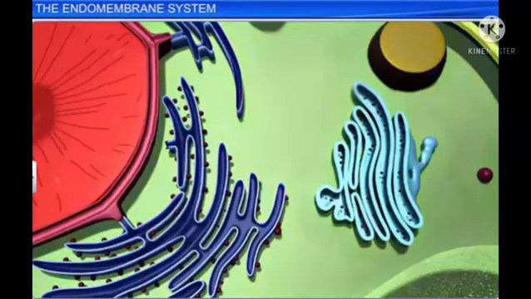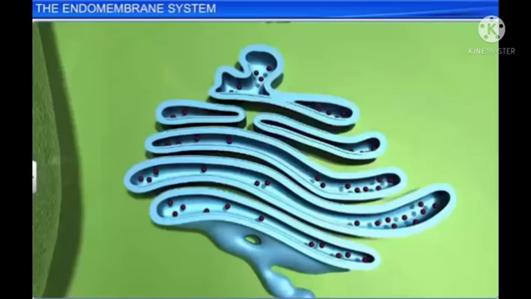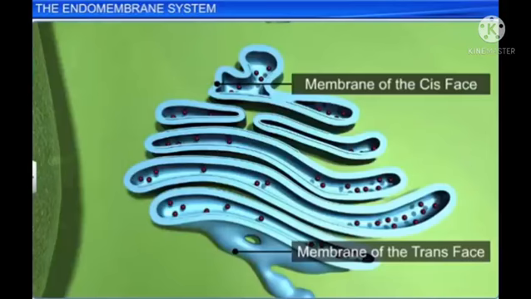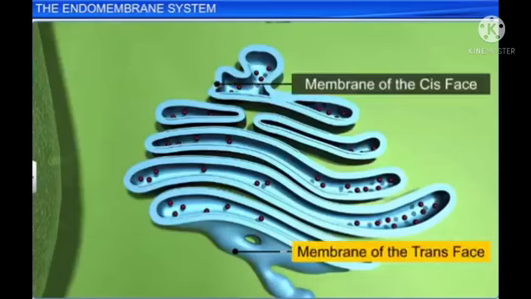The cisternae, concentrically arranged near the nucleus, have two distinct faces: the convex-shaped cis, or the forming face that faces the nuclear envelope, and the concave-shaped trans, or the maturing face that lies opposite the nuclear envelope. Though both the cis face and the trans face are interconnected, they are different. For instance, the cis face has a thin membrane, whereas the membrane of the trans face is thick.